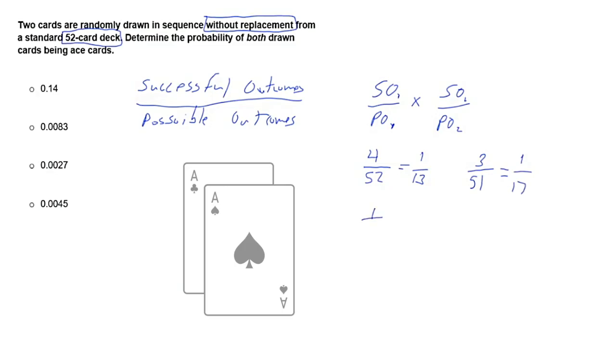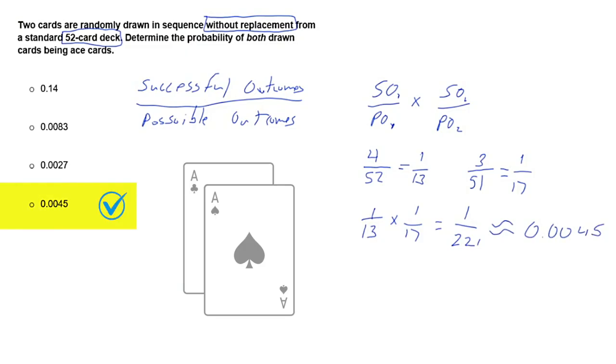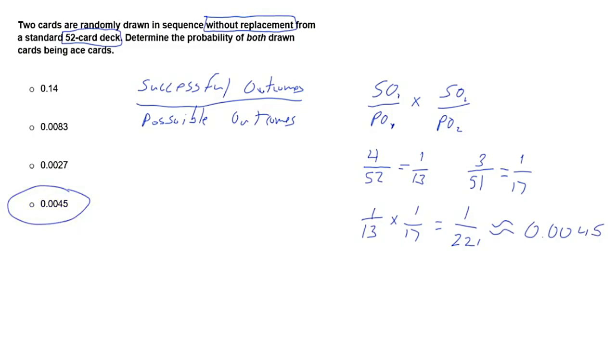So great, now we've got the information we need to finish solving the problem. So we have 1/13 times 1/17 equals 1 over 221, which works out to approximately 0.0045. So that's our answer, 0.0045. Great job. A die has 10 sides numbered from -5 to +5, excluding 0.